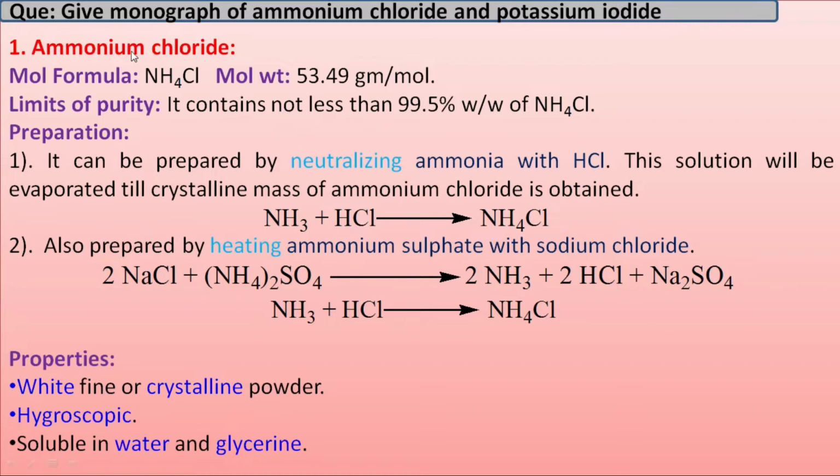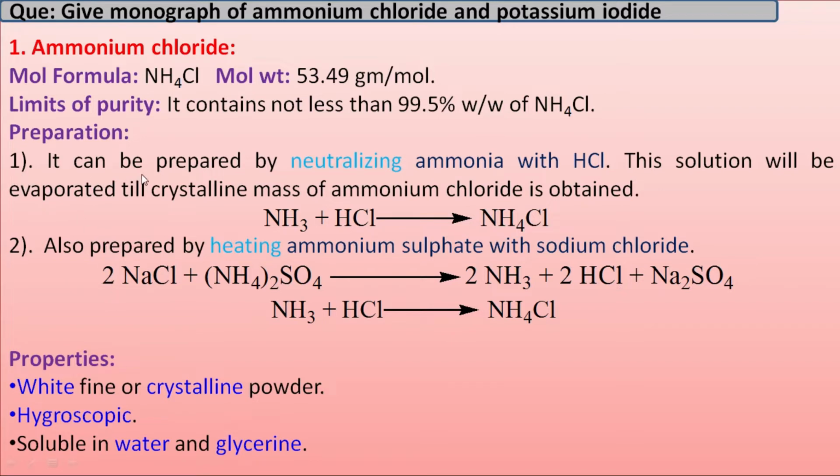First is the monograph of ammonium chloride. Molecular formula NH4Cl. Molecular weight 53.49 gram per mole. Limits of purity: this ammonium chloride contains not less than 99.5% weight by weight of ammonium chloride. Preparation: this ammonium chloride can be prepared by two different methods.